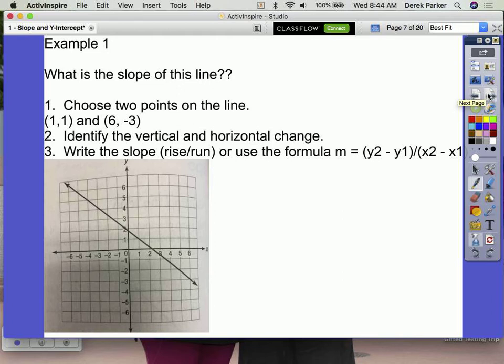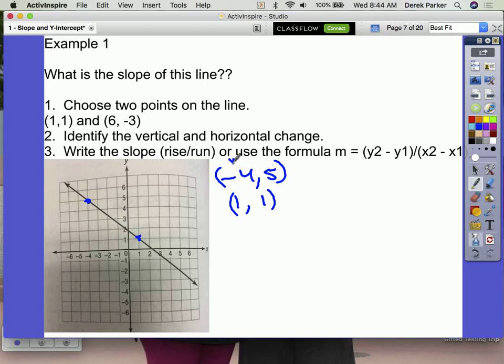Okay? What is the slope of this line? Now I'm going to teach you two different ways. I'm going to show you rise over run, and then I'm going to show you the formula method. So the first step is choose two coordinates. I'm going to choose -4, 5. And then my next coordinate is going to be 1, 1. Now I'm going to do the method that I taught you last week first, and then I'm going to show you rise over run.